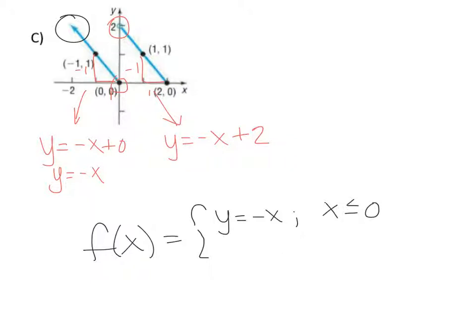So I'm not going to say between -infinity and 0. I'm just going to say x takes on any value less than or equal to 0. We're using y equals -x. I'm going to use the second function, y equals -x plus 2, whenever x is greater than 0 but less than or equal to 2. So this is going to be 0 less than x less than or equal to 2. And there is the piecewise defined function for C.